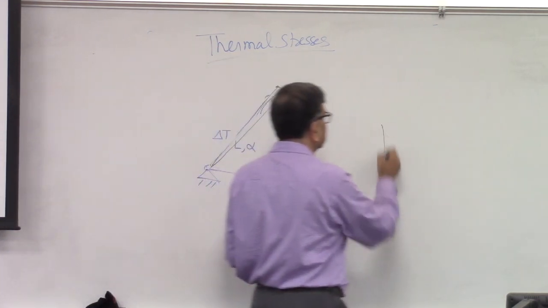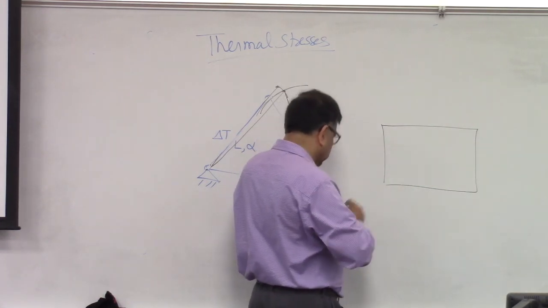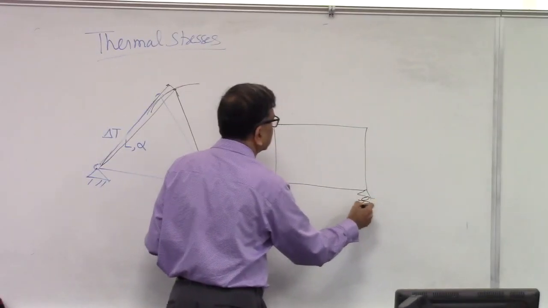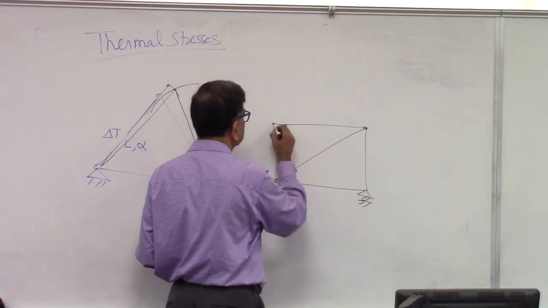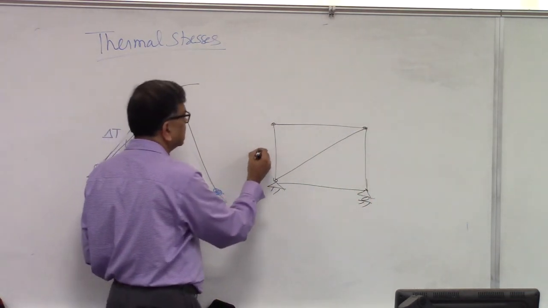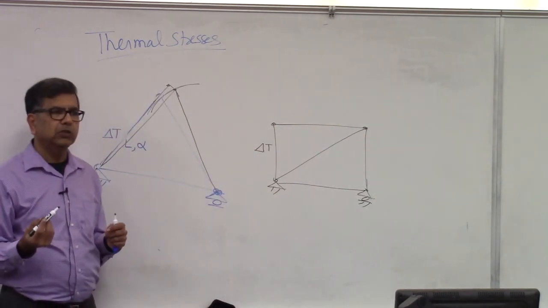Now imagine, okay, let's take another truss. It's a 4-bar truss. Now that we have given some idea, suppose I am heating only this member by delta T. Quickly, who wants to do this? What will happen?